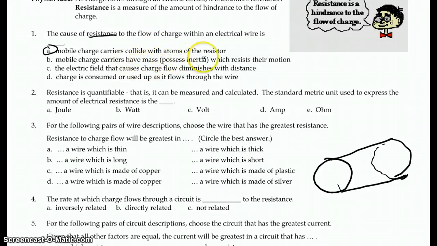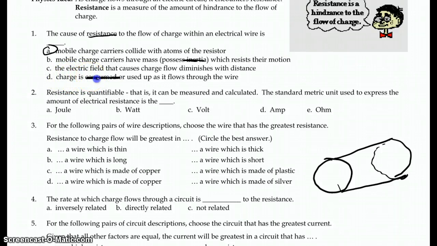Okay, so it's nothing to worry about inertia. While electrons do have mass, it's so small it would not be a problem. Electric fields in this kind of setup do not diminish with distance. If it was a single point charge, they would diminish with distance, but not when it's a positive and negative charge from a battery or a power supply.